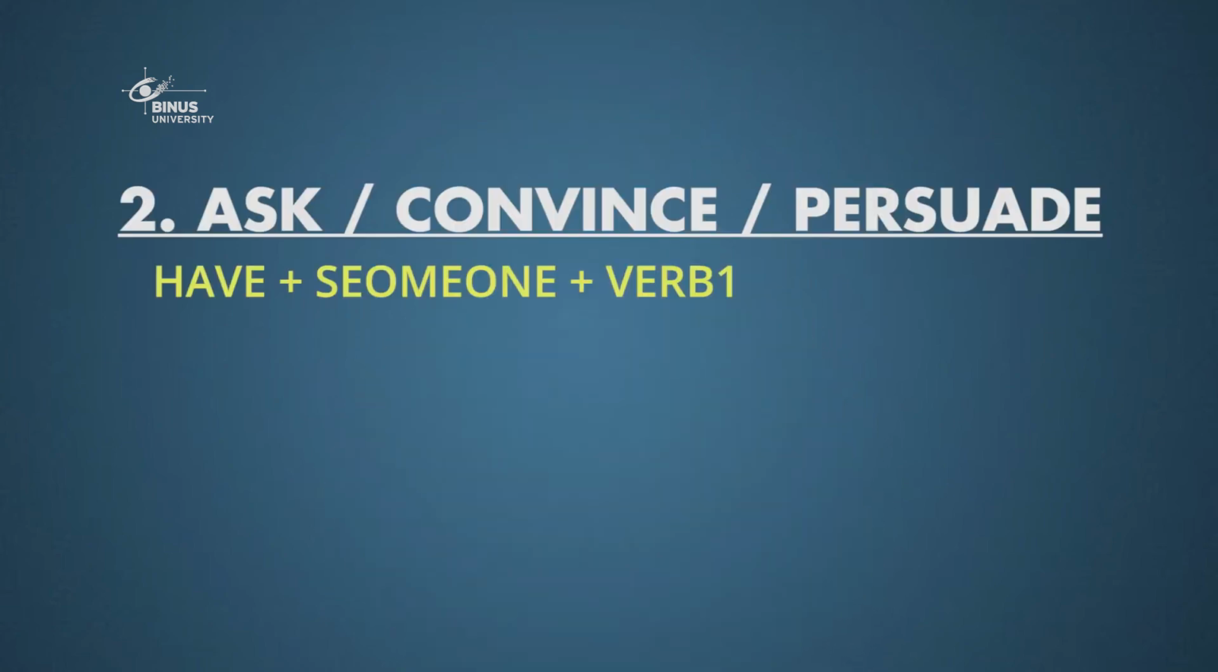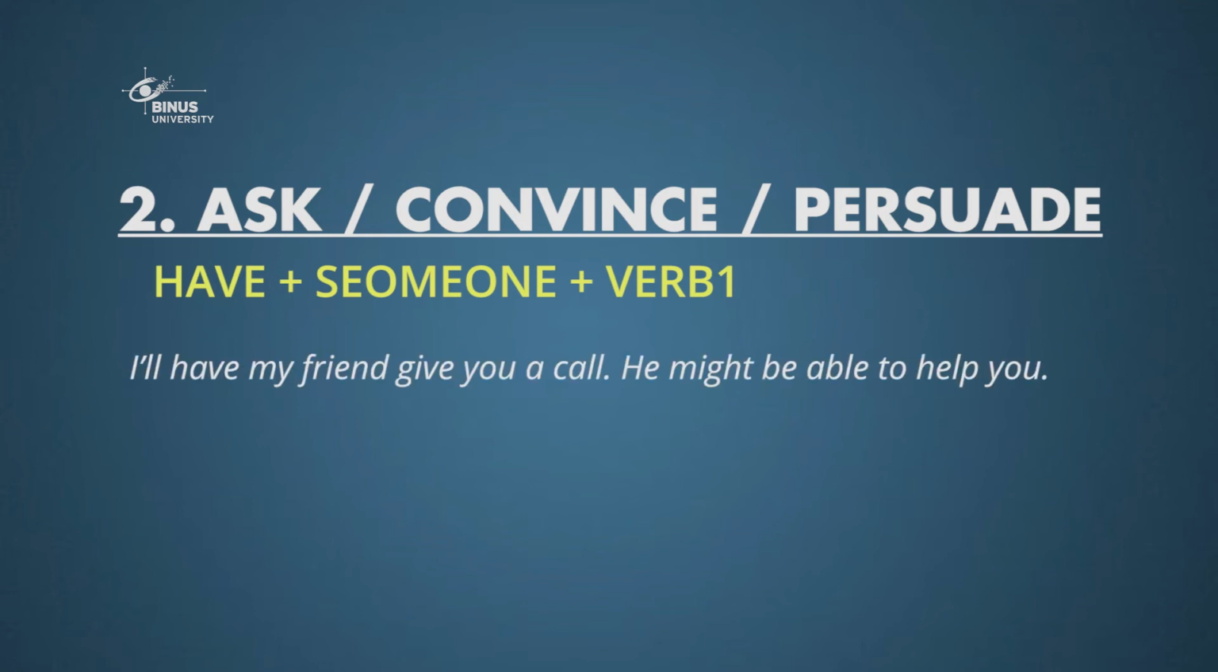Okay, so go to the second one. Asking or convincing or persuading somebody using have. So the pattern is have plus someone plus verb 1. Take a look at the example. I will have my friend give you a call. He might be able to help you. So here, I'll have my friend, so I ask somebody to help you. It is to call you. So it is the function of have and get.